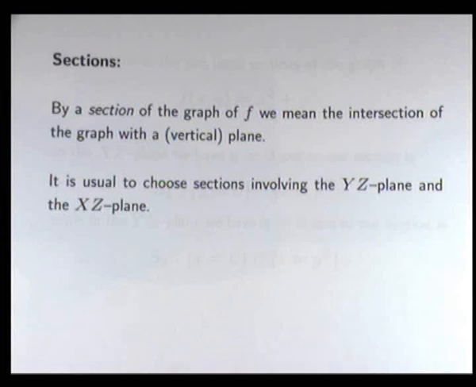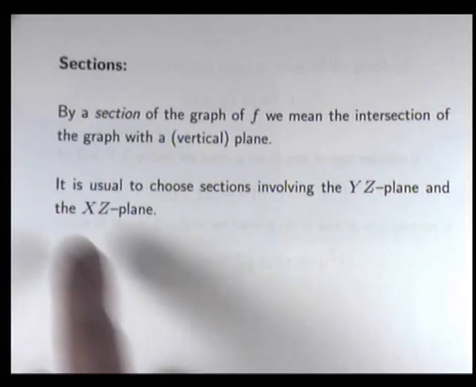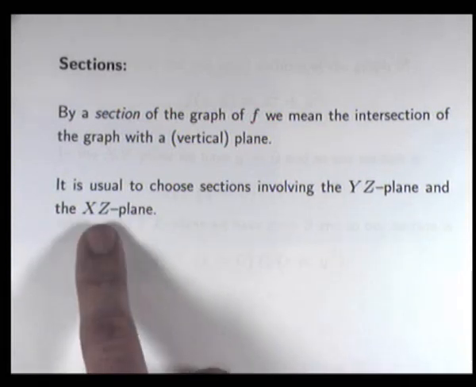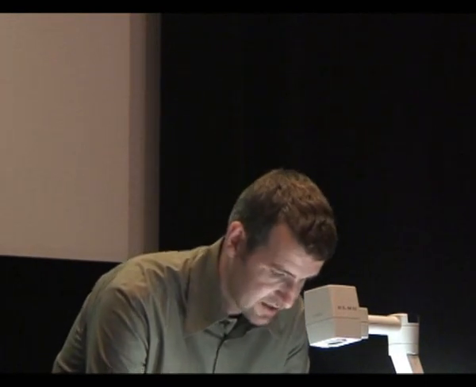Yes, level curves and contour curves are good in one sense, but this shows their real limitation. And the answer is to do with an idea called sections. Sections are basically the intersection of vertical planes with a surface. It's usual to choose sections that involve the XZ plane and the YZ plane. So let's do an example and see how it all works.